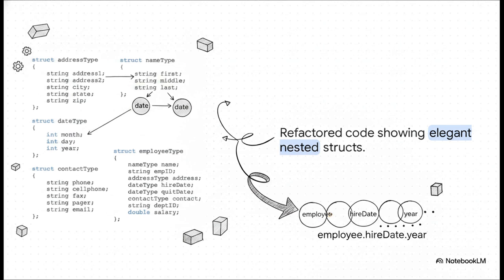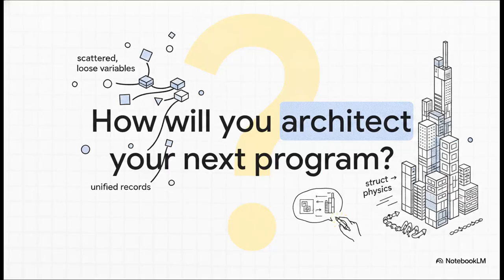And to access a nested member, you just chain the dot operators together. For example, employee.hiredate.year. It's logical, it reads perfectly, and it is highly modular. We've covered some really incredible ground today. We took scattered, loose variables and bound them into unified records. We unlocked them with the dot operator, learned the rigid laws of struct physics, integrated them seamlessly with arrays, and finally constructed towering, nested structures.